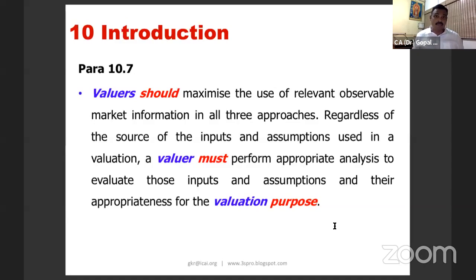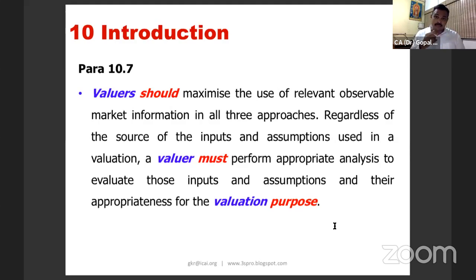10.7. This is a very, very important para. I'll tell you. Valuers should maximize the use of relevant observable market information in all three approaches. Whatever data has been given to you, observable information, try to maximize it in terms of calculations. Regardless of the sources of the inputs and assumptions used in the valuation, a valuer must perform appropriate analysis to evaluate those inputs and their appropriateness for the valuation purpose. Sometimes the data may be inappropriate, incomplete. You may need more inputs. Ignore that, so that method you can actually dump it. Or you need not place reliance on that method.